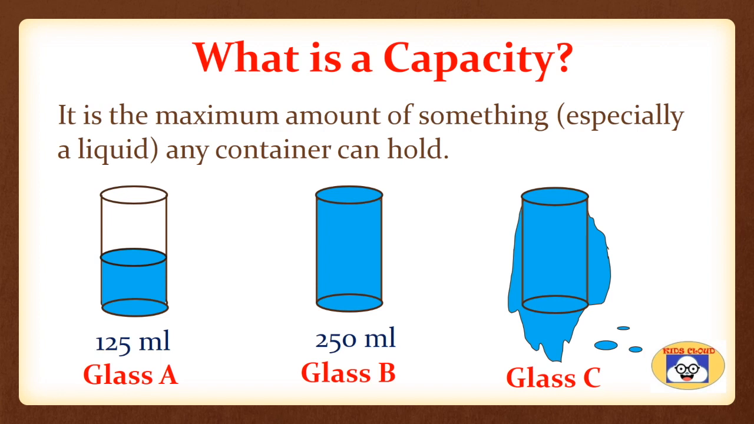As each of the glasses is of identical size, we can say that the maximum amount of water a glass can hold here is 250 ml. Hence, 250 ml is the capacity of this glass. If you try to add more water, it cannot accommodate any further beyond its capacity, as seen in glass C.